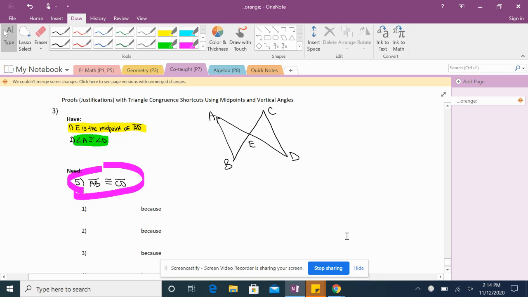Video is on proofs with triangle congruence shortcuts using midpoints and vertical angles.